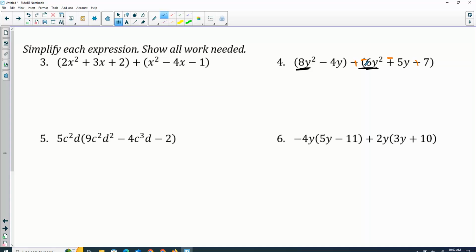It's like if I take 8 apples plus 6 apples. When I add them together, I still have apples. Okay, it doesn't turn into anything different. So 8y squared plus negative 6y squared would be a positive 2y squared. Negative 4y plus negative 5y. So negative 4 plus negative 5 is negative 9y. Plus 7.